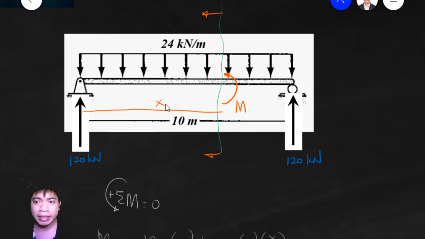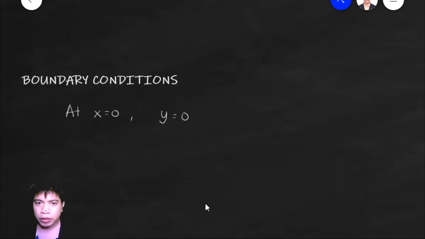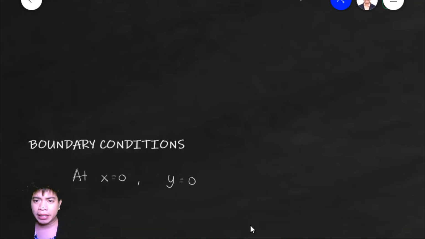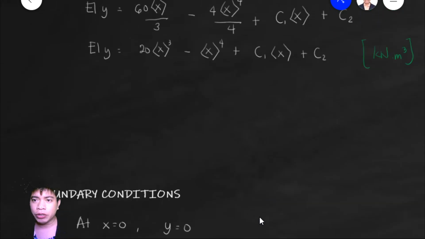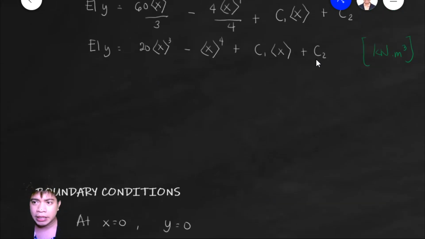So that means at x equals 0, y must be equal to 0. That is our first boundary condition: at x equals 0, y equals 0. So how can we use this, guys? All we have to do is use our deflection equation, substitute it here, and compute what we can compute. What we can compute here, guys, is C2.